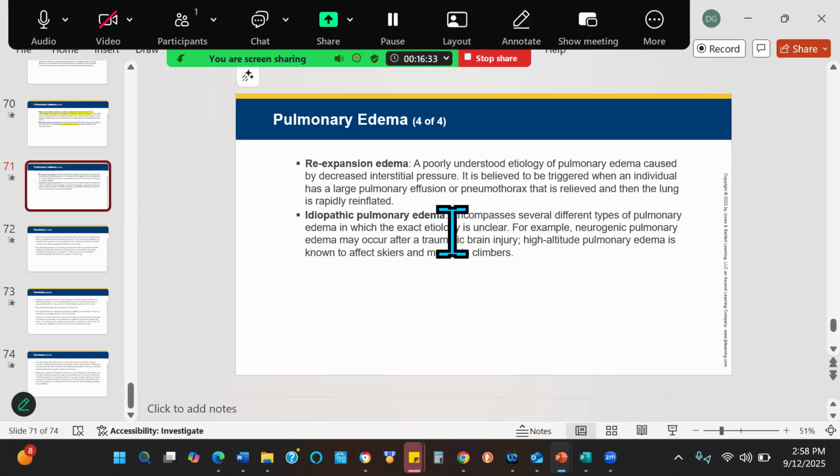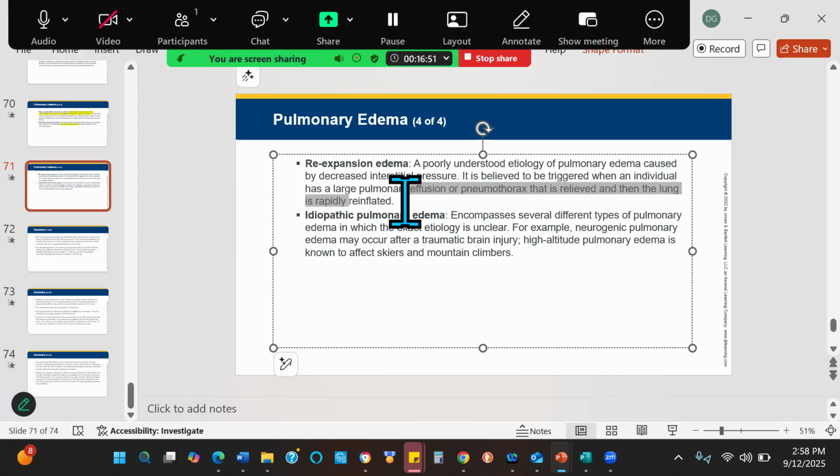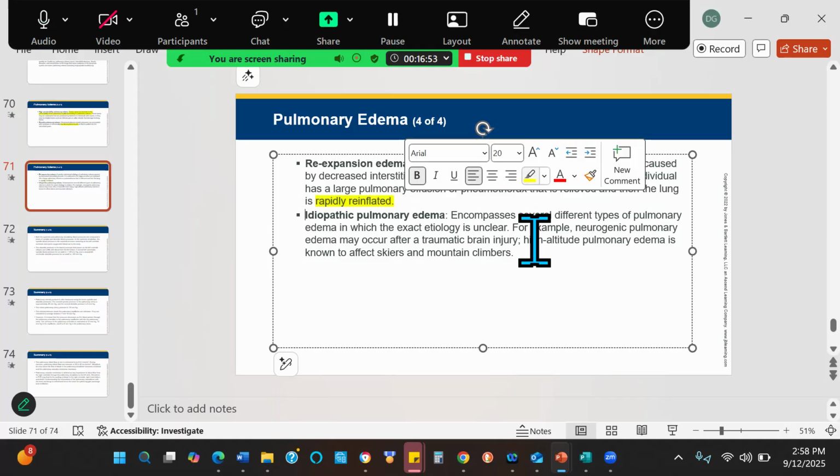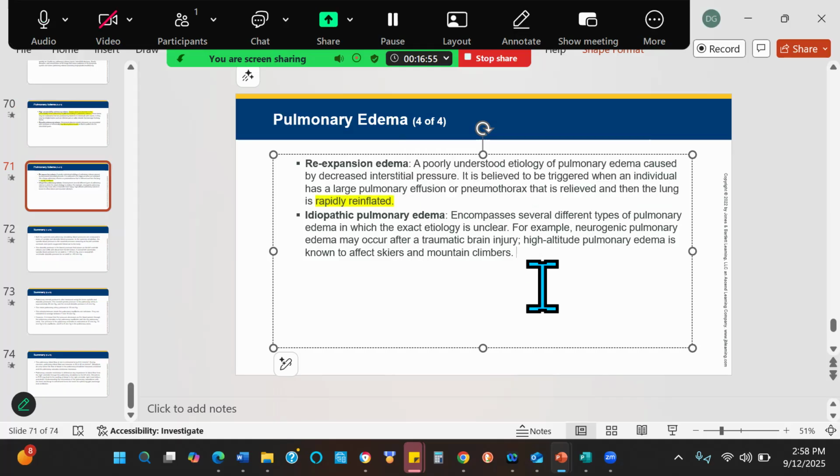Re-expansion edema is poorly understood, but we think what happens is when an individual has a large pleural effusion or pneumothorax, it's relieved, then the lung is rapidly reinflated, and sometimes they get pulmonary edema as a result. So it's the rapid reinflation. Now, we still have to go ahead and do that, but we just have to realize that there may be some edema, some fluid in the lung that happens with that. And sometimes we just don't know why.